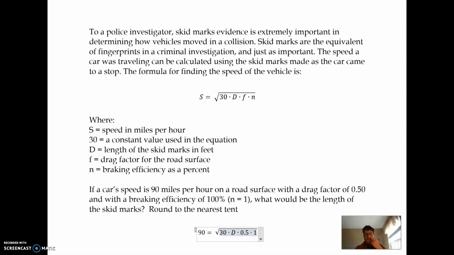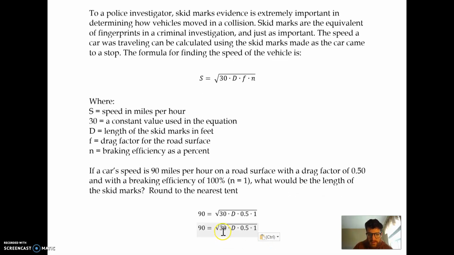Okay, so now we have to solve for D, because we're looking for the length of the skid mark, which is D, right? So that all worked out. To do that, first we need to take care of what's underneath the square root first. So we have 30 times D times 0.5 times 1. So we can do 30 times 0.5 times 1 first. So 30 times 0.5 is going to be 15. 15 times 1 is just 15.